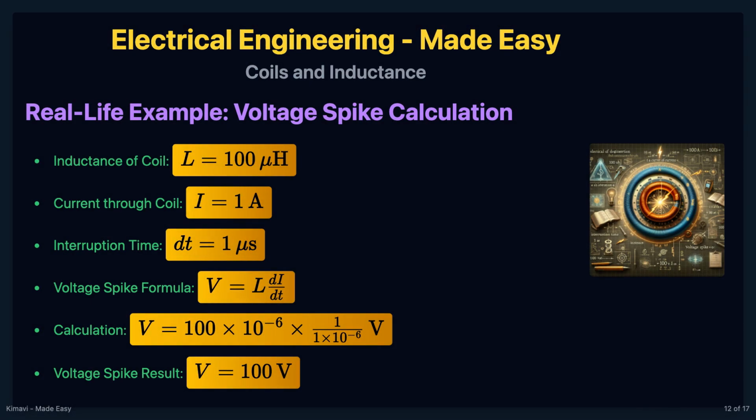If the current through a 100 microhenry coil is 1 ampere, and it is suddenly interrupted in 1 microsecond, the voltage spike can be calculated as V equals 100 times 10 to the power of -6 times 1 divided by 1 times 10 to the power of -6, resulting in 100 volts.